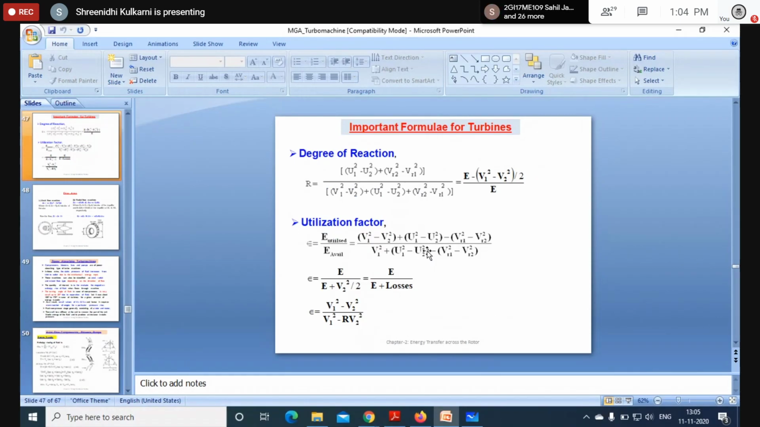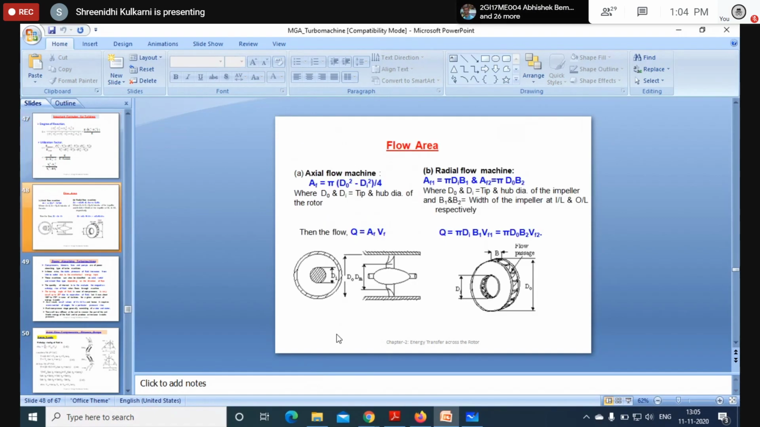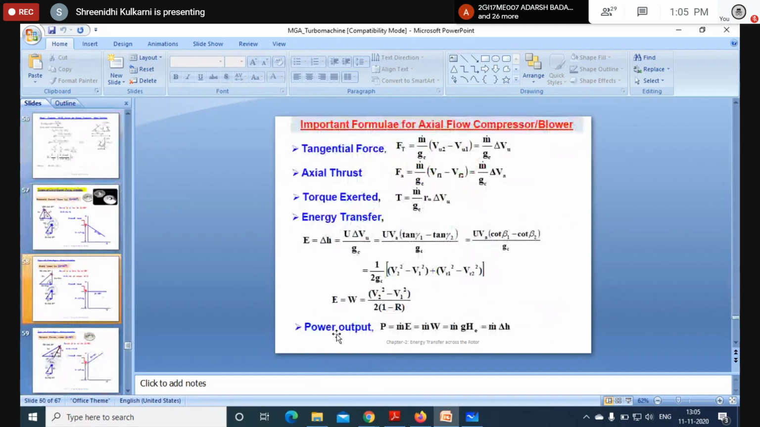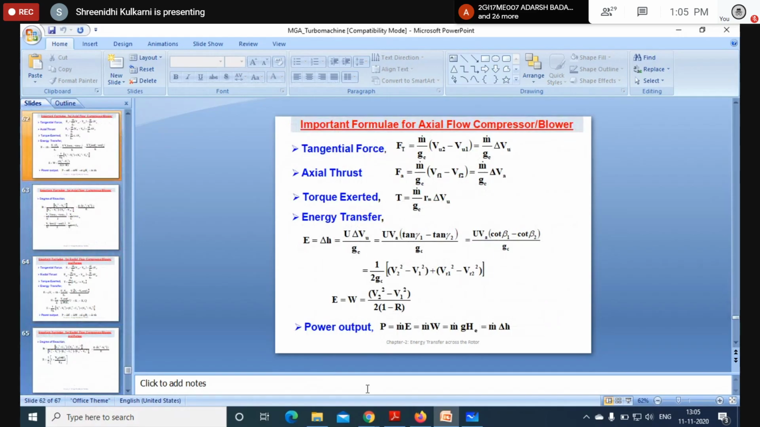Next, degree of reaction, which we already know, and utilization factor epsilon. Finally, the relationship between them. While solving problems, if you want to find the utilization factor and we know the degree of reaction R, we can use this formula: epsilon is equal to V1 square minus V2 square divided by V1 square minus R into V2 square. These are the formulas we are going to use in the problems.